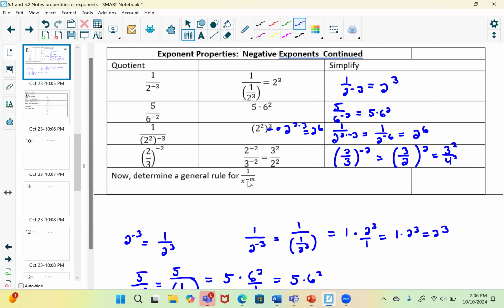So if you have a negative exponent in the denominator, like x to the negative m, that's the same thing as it becoming positive and moving to the numerator. And if you have a fraction to a negative exponent, you can flip the fraction and make the exponent positive. And so that is our last rule.